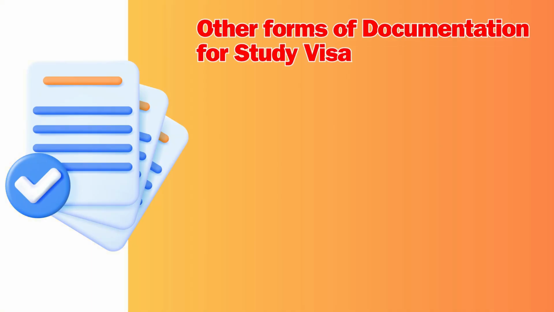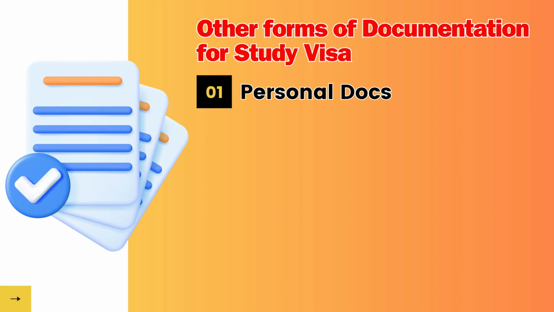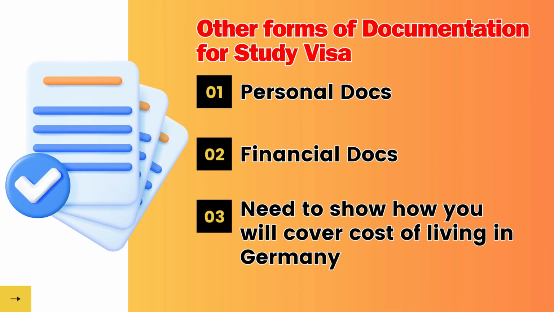So at this point the students may have applied for their APS, or they need to now apply for the APS certificate. The other documentation the students also need is their personal documentation and their financial documentation. They need to show how they would be covering the cost of study in Germany.